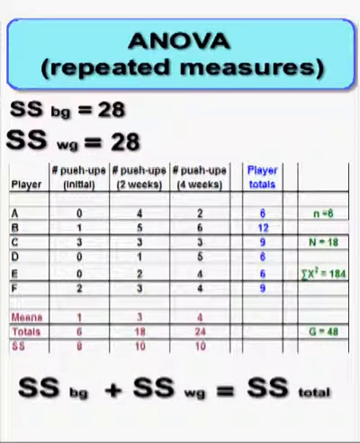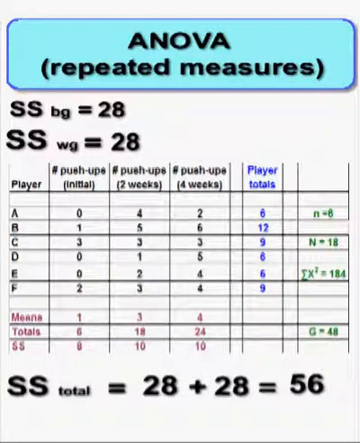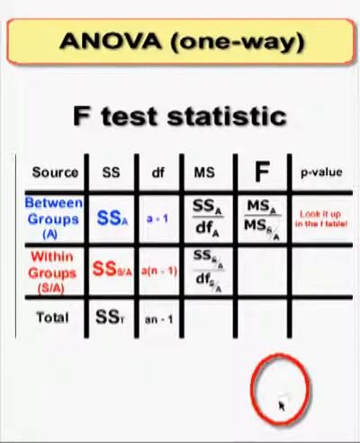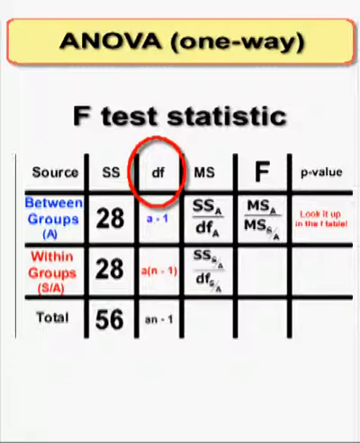So if we know the two sums of squares, we should know the sum of squares total just by adding them up. So now we have all our sum of squares from the original ANOVA. Let's keep going. Got the sum of squares. Now we need to look at the degrees of freedom.